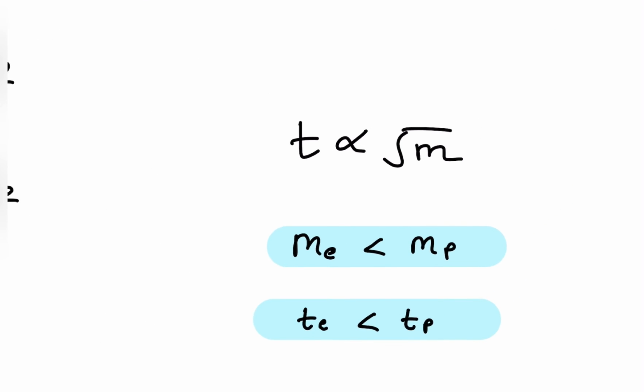So as the time is proportional to mass, the electron is very light as compared to a proton, because proton is 1837 times higher than the mass of electron. That's why the proton is very heavy as compared to electron, and the mass of electron is very light as compared to the mass of proton. That's why the time taken for electron is always less than the time of proton.